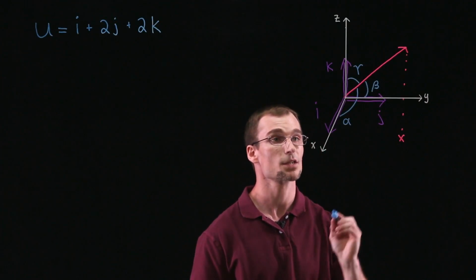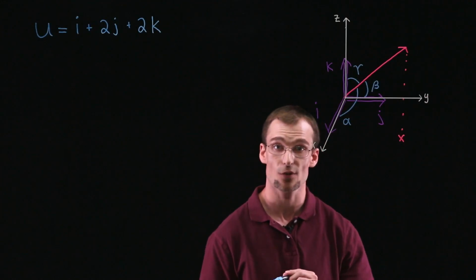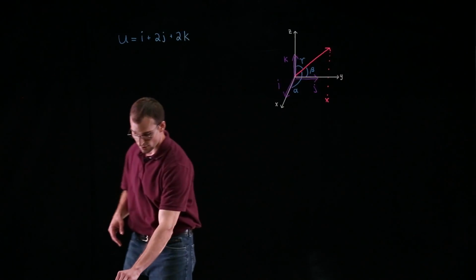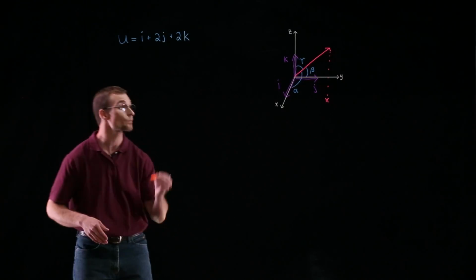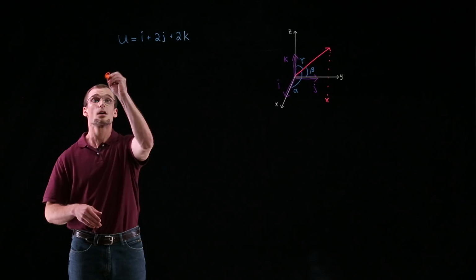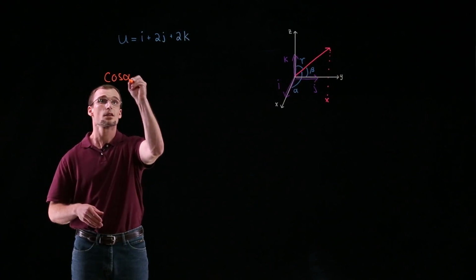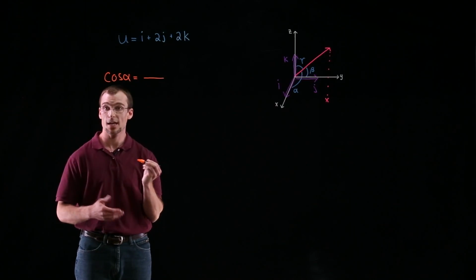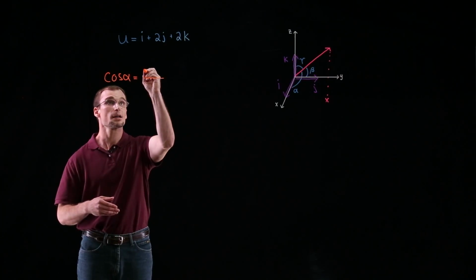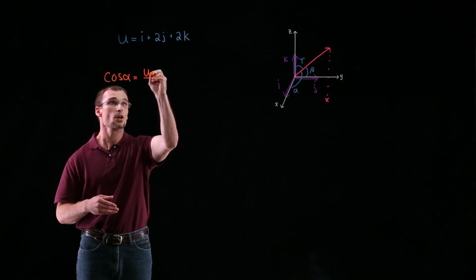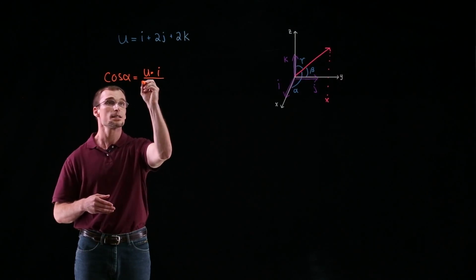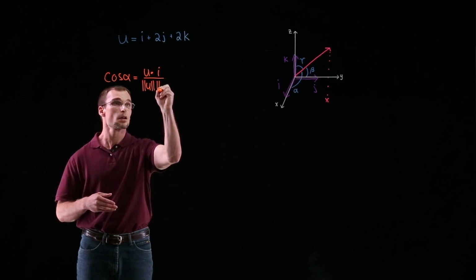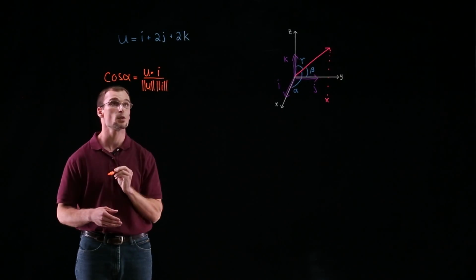Okay, so what we want to first start doing is finding the cosines of these angles, and that's our direction cosines. So let's start by taking a look at our direction cosines. Let's start with the cosine of alpha, which is the angle between u and the unit vector i. So technically, this is equal to the dot product between u and i, divided by the product of their magnitudes: the magnitude of u times the magnitude of i.